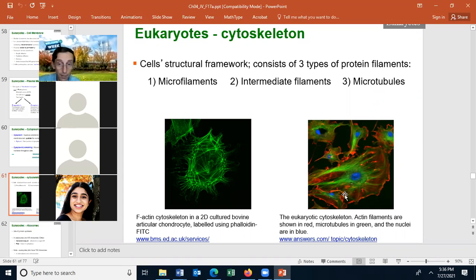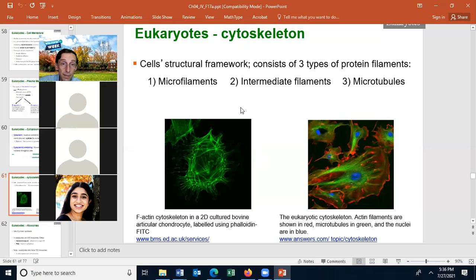The microtubules here are shown in green. You can see that the cell is basically this round shape here. You can't see the cell, you can only see the cytoskeleton there. And then this cell is basically this right here. And the cytoskeleton runs essentially throughout the entire cell. The blue part is probably the nuclei. Yeah, it is right there.